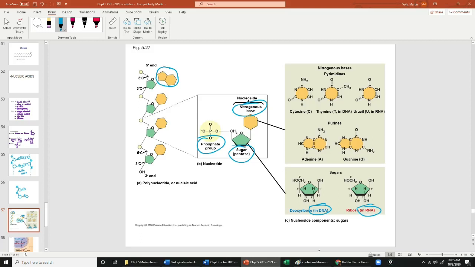We list the purines here, the big ones. They have 2 rings. And we have the pyrimidines here, the small ones. They only have 1 ring each. And uracil is an oddball that's only in RNA. RNA does not have thymine, it has uracil instead.